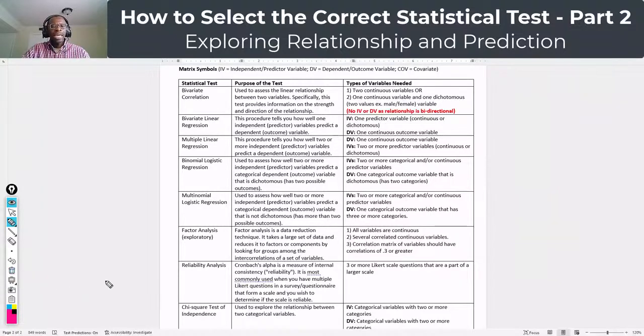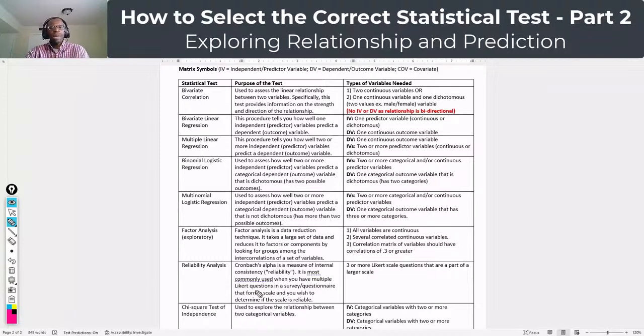All right. And then we've got the reliability analysis. Now, reliability analysis is run when you have a scale or you're using an instrument from another study and you want to see if that instrument you're using with your sample is reliable with your sample. Okay. So you test validity and you test reliability. You would use Cronbach's alpha reliability analysis to determine if the instrument you're using from another study is actually a reliable instrument with your sample.